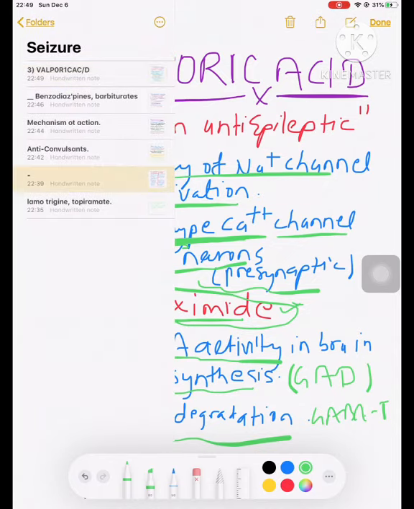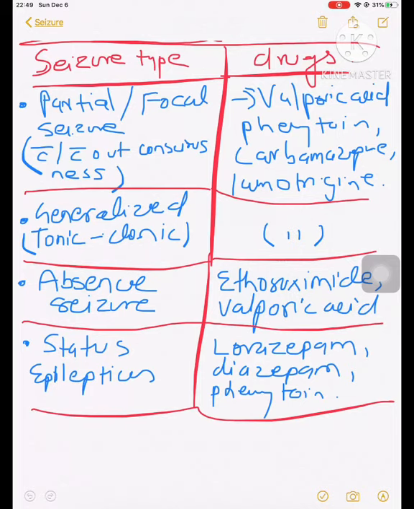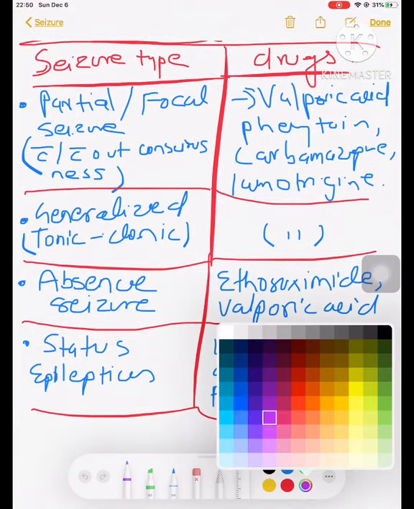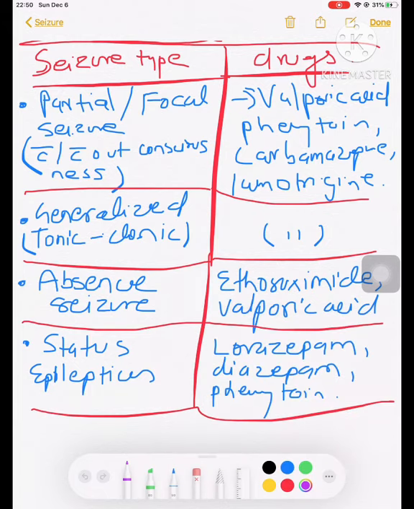This is the mechanism of action of valproic acid. Next we'll discuss some seizure types and which drugs are particularly used in particular seizure types. The first one is focal seizure. It was previously called partial seizure.